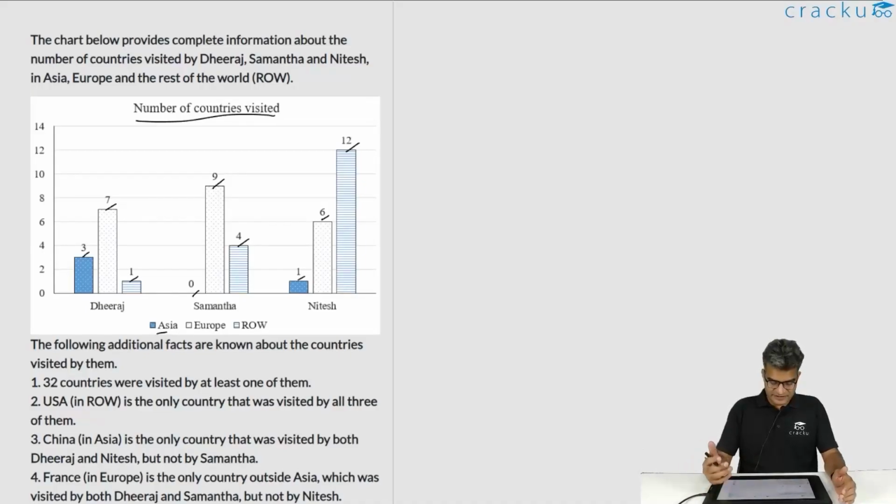In addition to it, we are given some information about each one of them. We are told that 32 countries were visited by at least one of them. Similarly, USA is the only country in the rest of the world which is visited by all 3 of them.